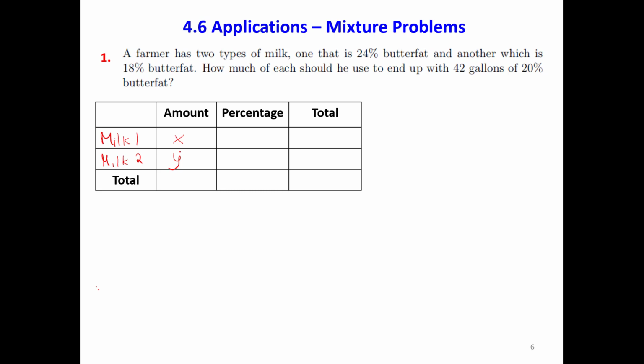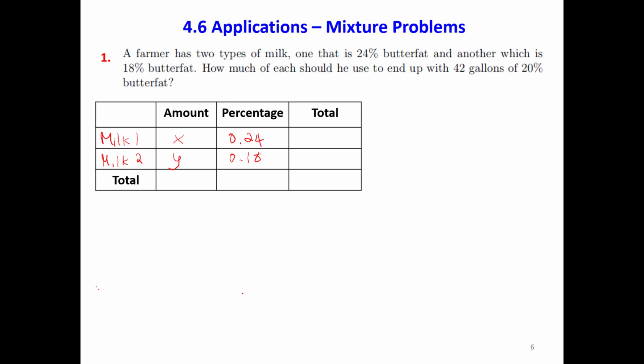Then for milk 1, the percentage of butter fat is 20%. But we cannot write this as a percentage. We need to write it in decimal notation. Then 20 divided by 100 will be 0.2. The other one is 18% butter fat. To convert this one into decimal, we divide by 100, and we will have 0.18.